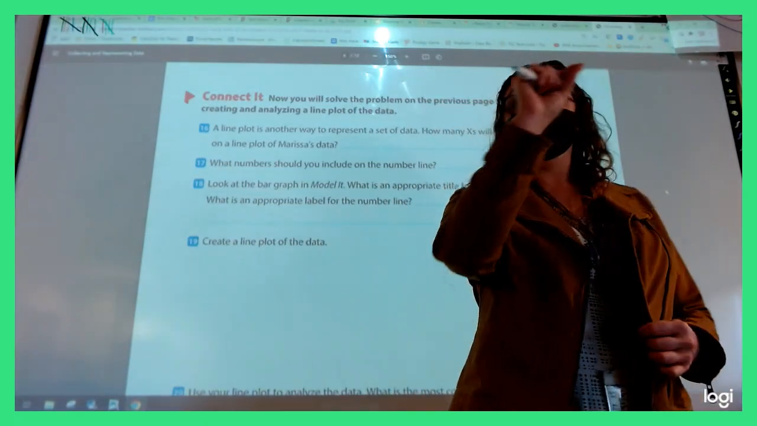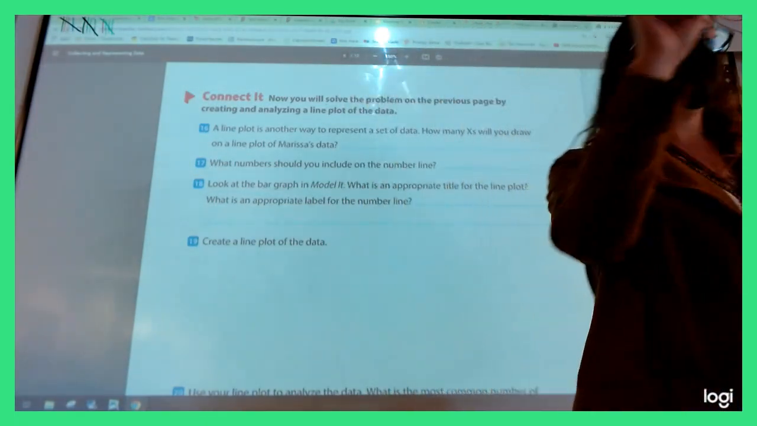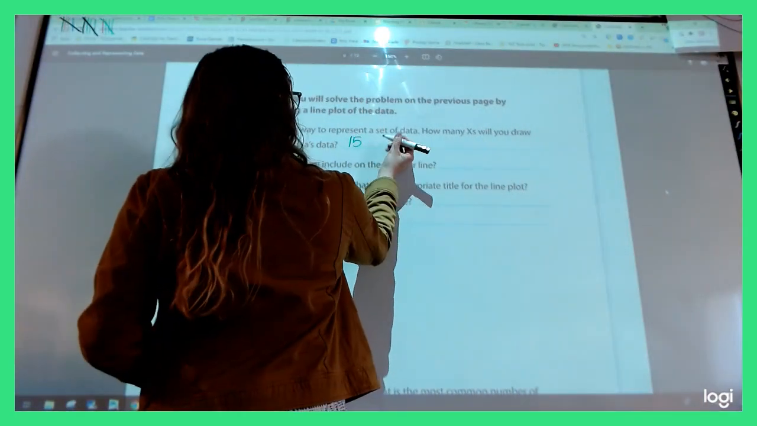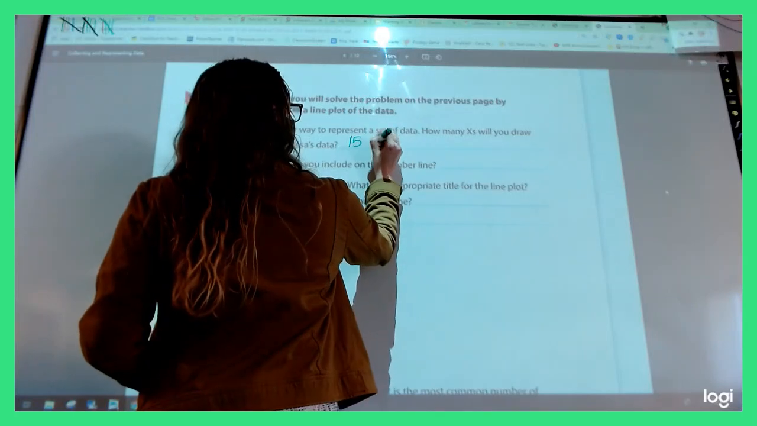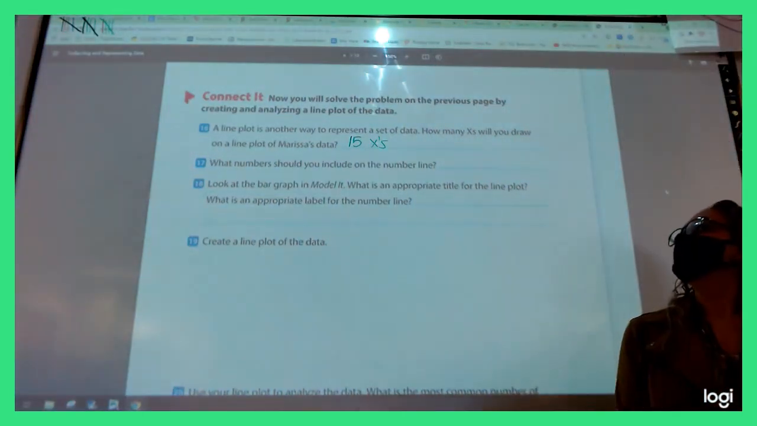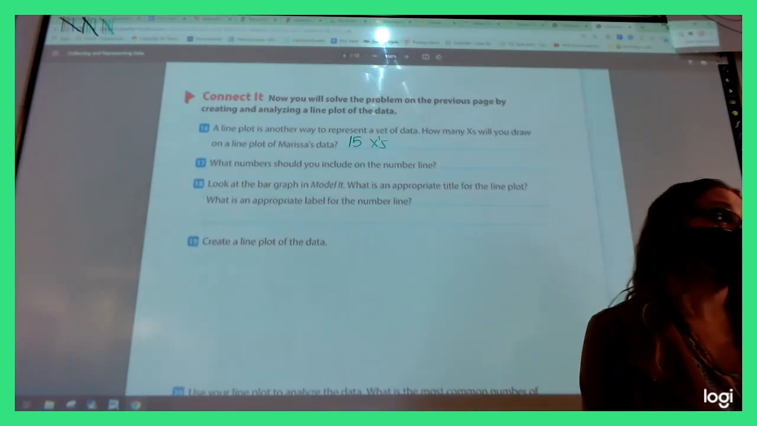We just counted all her numbers of commercials, right? So there were 15 different numbers she wrote down. So she will need 15 X's. So remember, each X goes with one number.